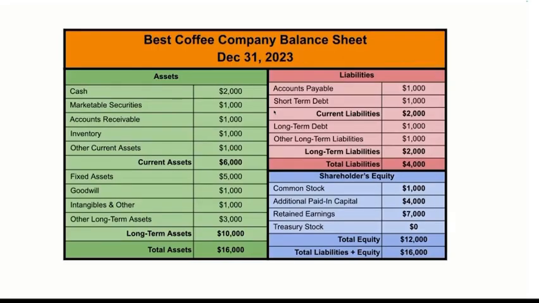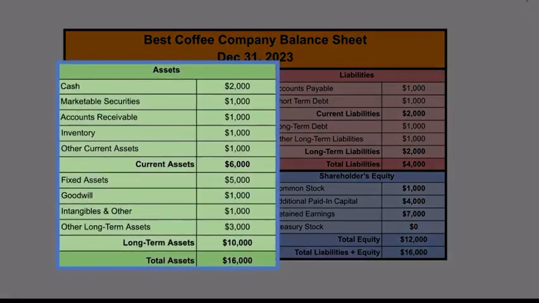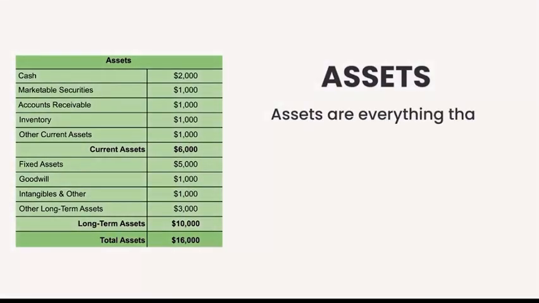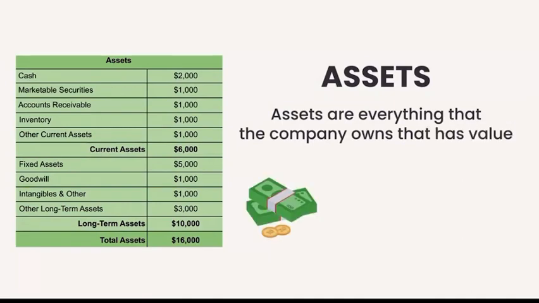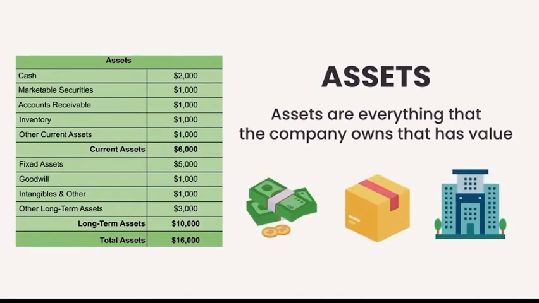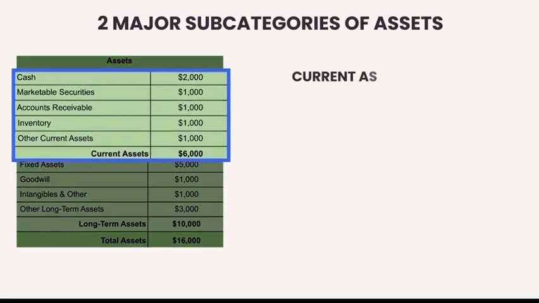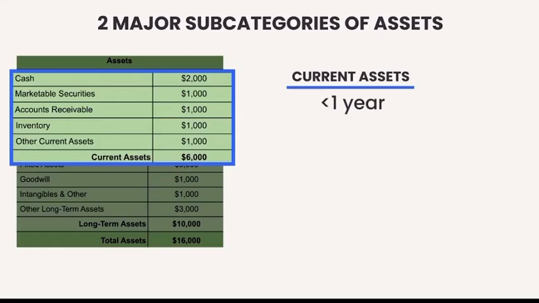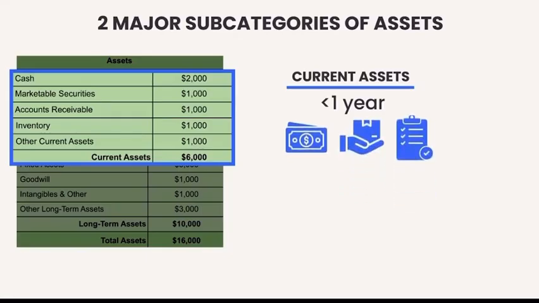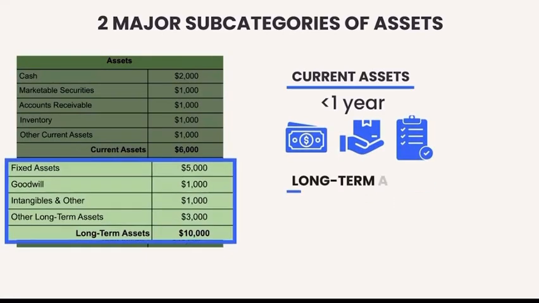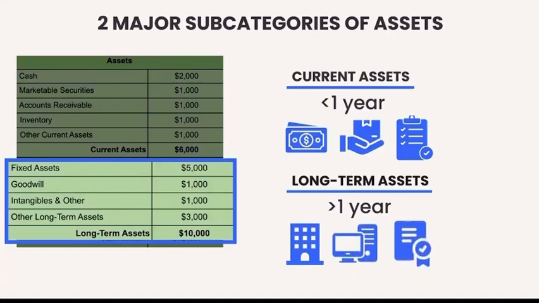Let's take a closer look at each of the three major categories, starting with assets. Assets are everything that the company owns that has value, like cash, inventory, and buildings. Assets can be further broken down into two major subcategories. The first is called current assets, which are all assets that the company expects to use or utilize in less than 1 year. This includes things like cash, receivables, and inventory. The second category is called long-term assets, which are expected to benefit the company for longer than 1 year. This includes things like buildings, equipment, patents, and goodwill.